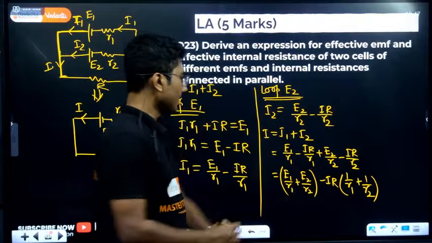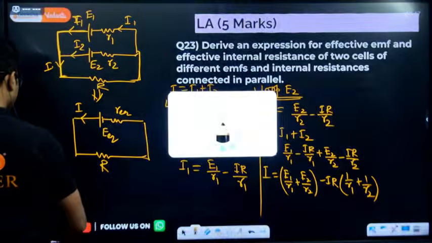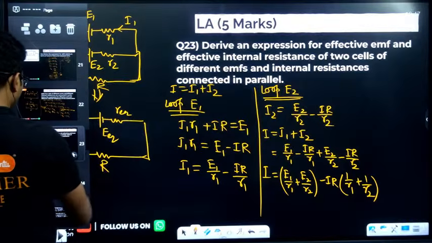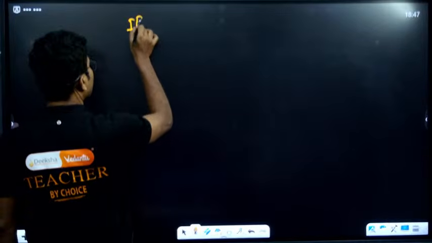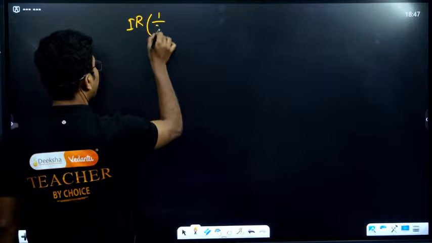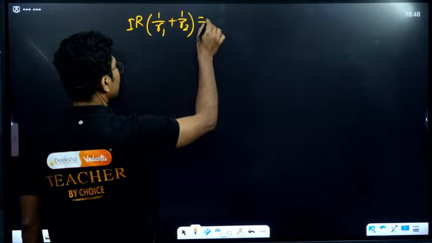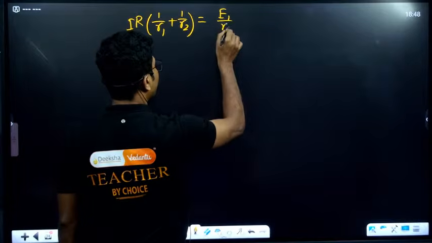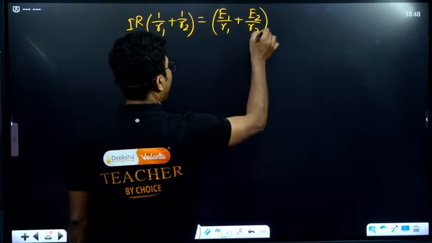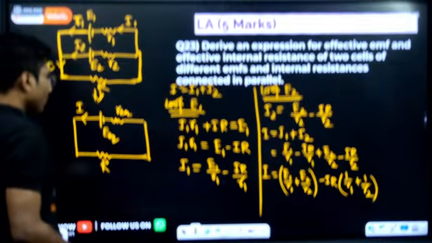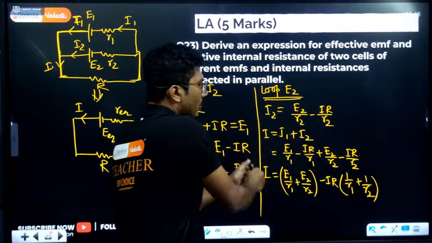So this is our I. Now we separate the IR part. So we get IR into 1 by R1 plus 1 by R2 equals E1 by R1 plus E2 by R2 minus I. So what we have done? We have basically taken this negative IR on this side and this I on the other side.